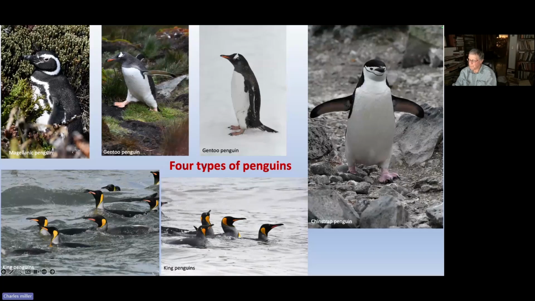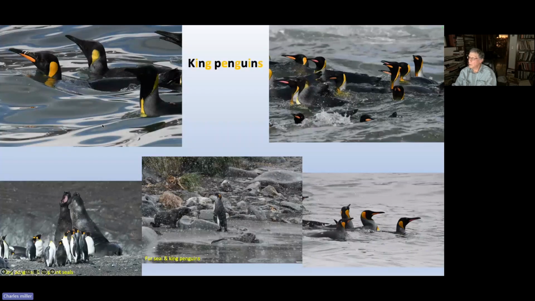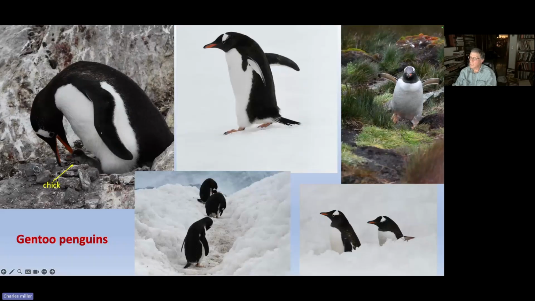So a little review. Now, here are the Magellanic penguins. This is one of their burrows in the peat. Inside, there was a chick. I didn't get a picture of it. So these are the Magellanic penguins. And now the king penguins, again, you've seen these before. I'm just doing it to refresh your memory. And Gentoo penguins, this is beyond adorable. A chick here.